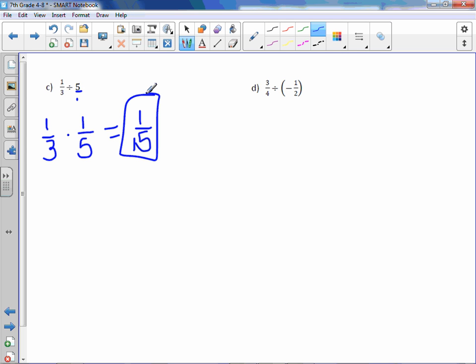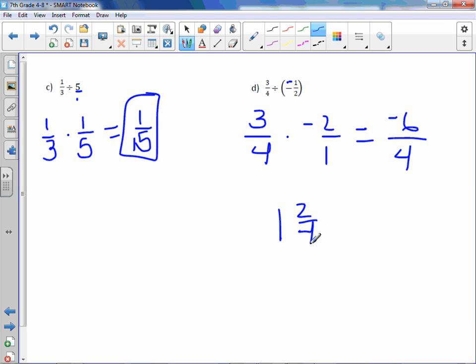Letter D, 3/4 divided by -1/2. Again, make that negative a part of the numerator. It doesn't matter which, but I like to put it in the numerator. 3/4 divided by -1 over 2 is really 3/4 times -2 over 1. Multiply across, you get -6 over 4. 4 goes into 6 once with 2 left over, which reduces to 1/2, 1 and 1/2, and it is negative.